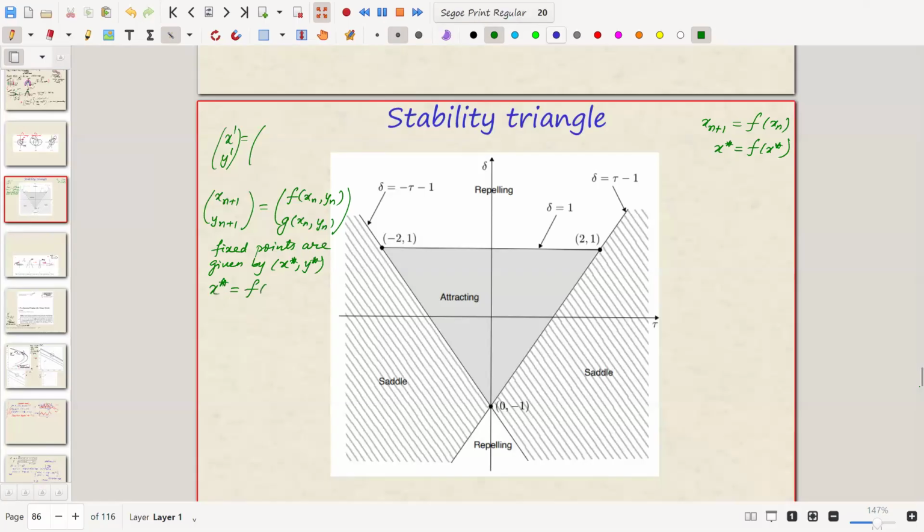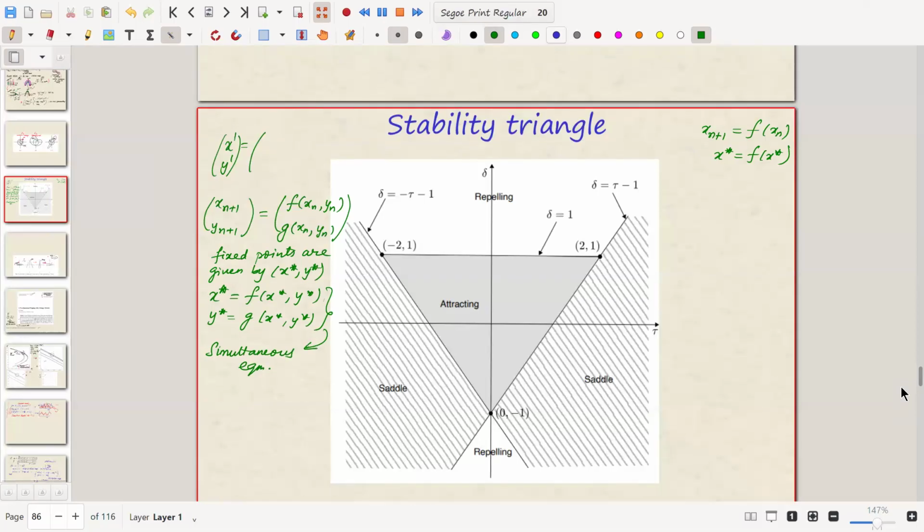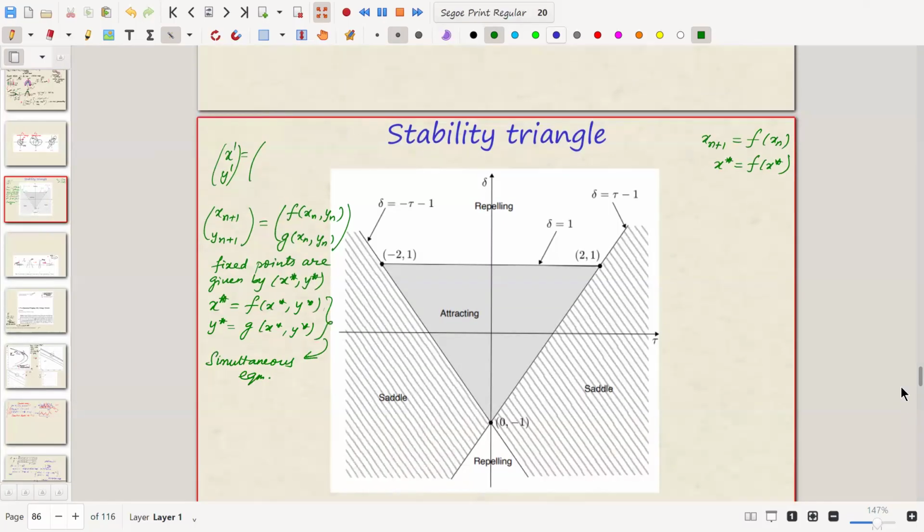X star is f of x star, y star, and y star equals g of x star, y star. So you have to solve this simultaneous equation and get the fixed points of the map. Okay. But after you get the fixed point of the map, how can you deduce that the fixed point is stable or unstable or saddle?